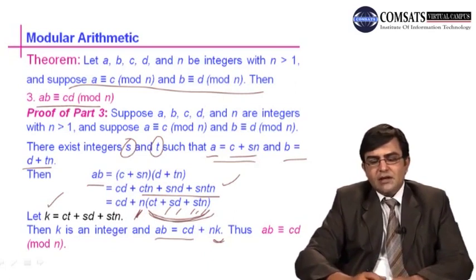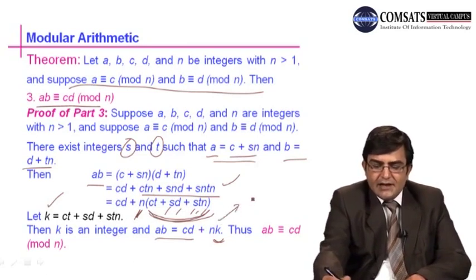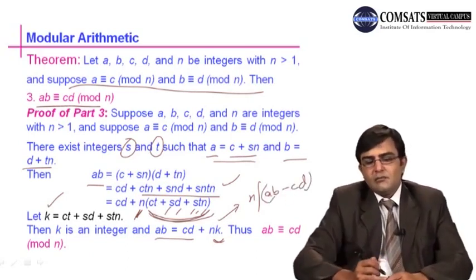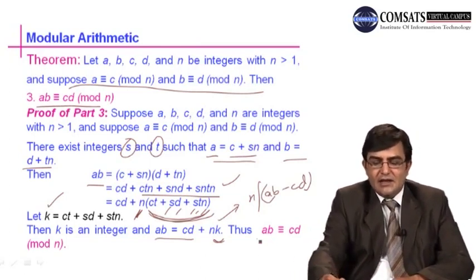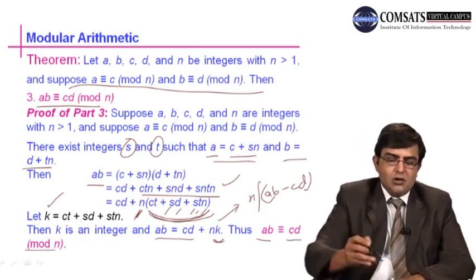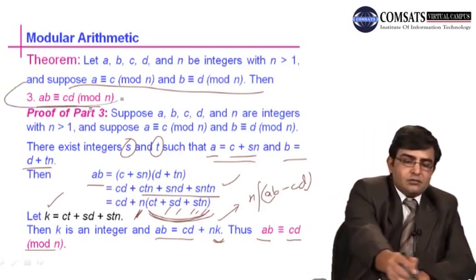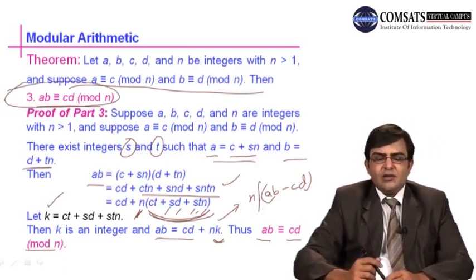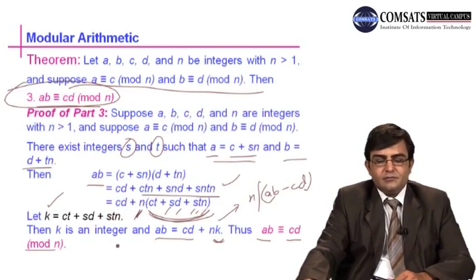So what does it mean? It means that n divides ab minus cd. If n divides ab minus cd, then what does it mean? It means ab is congruent to cd mod n. This is what we had to prove here. So similarly we can prove the other properties given in this theorem by using simple logic.